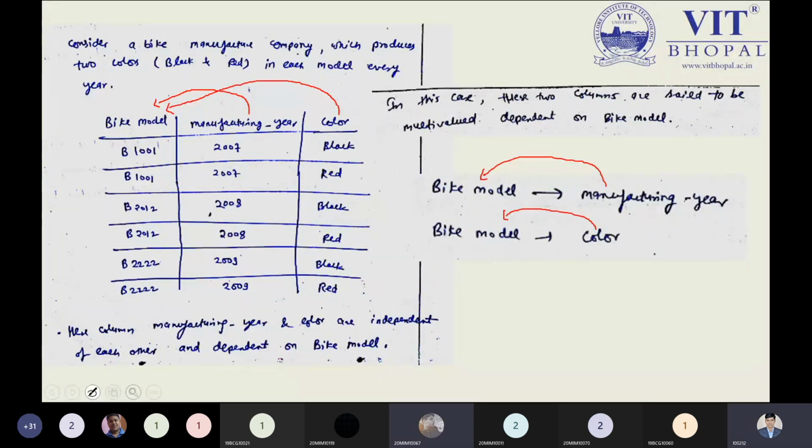No, sir. So you can observe over here, if we talk about the bike model B2012, we have manufacturing year 2008 and color red. In the same year, manufacturing year 2008, we are using the color black. So for the bike model B2012, the manufacturing year is the same, 2008, but we have two different colors, red and black. Both are independent of each other. So if I choose the red color, I can also choose the black color.